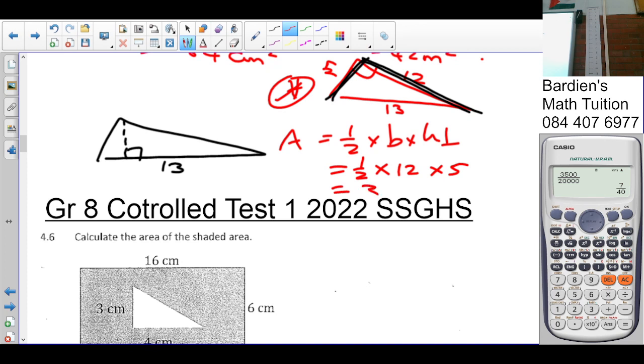So that half times 12 times 5 is going to give you 30 units squared. Okay. You guys understand?